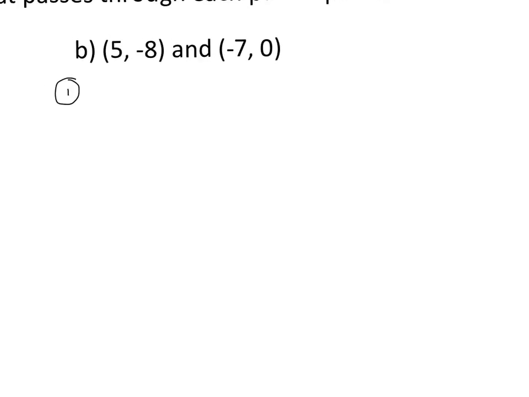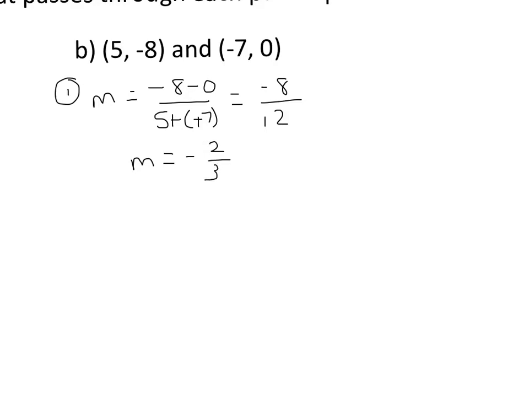Okay, going through the same 3 steps. So step 1, I'll put a 1 here off the side so you understand that's step 1. Okay, so we're going to find slope. So I've got m equals negative 8 minus 0 over 5 minus negative 7. All right, so we're going to get negative 8, 2 negatives become a plus, 12. So my slope reduced will be negative 2/3.